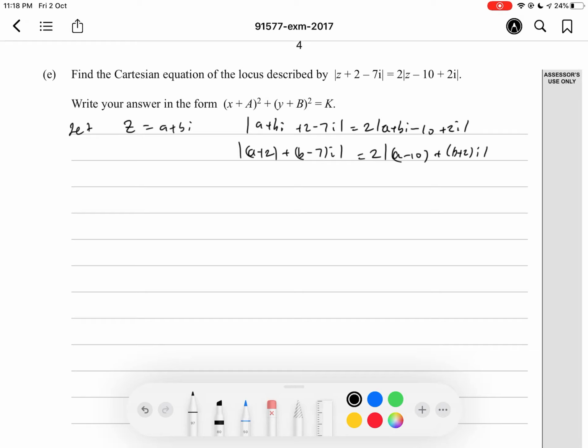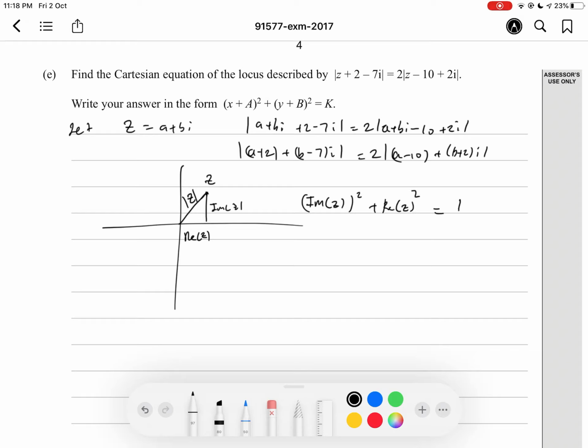Now the modulus is basically, if I draw the Argand diagram here, we have this complex number z. The modulus, in simple terms, is the distance from the origin to that complex number. So this distance here would be the modulus of z. We have the imaginary part of z and the real part of z, so by the Pythagorean theorem, the imaginary part squared plus the real part squared equals the modulus of z squared. To find the modulus of z, we just take the square root on both sides.